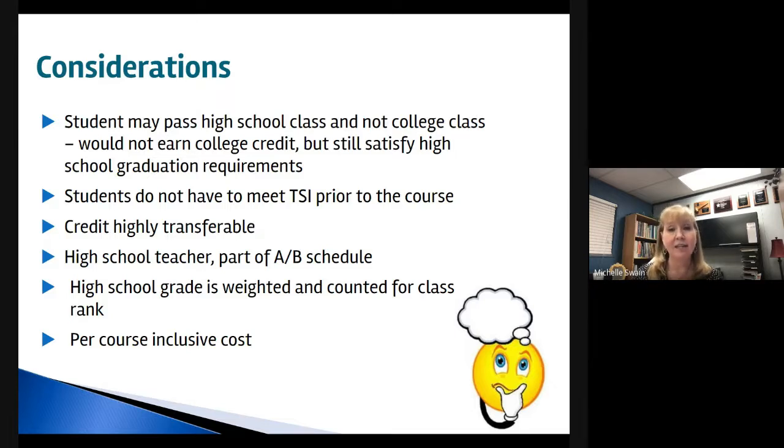And the cost is an inclusive per course cost. Whereas with AP and IB you have the exam costs, and that's where the cost comes in with those options. This is an upfront cost of either $149, or if you qualify for reduced price lunch, then you would be at $99, and that covers all the things. So the professor, the books, the access to the online portal, all of those things are included in that one price.